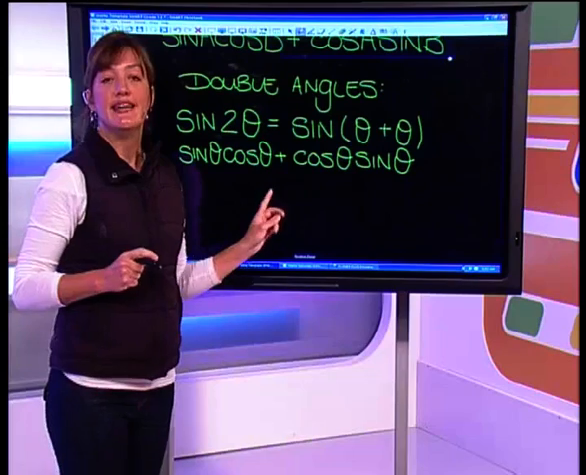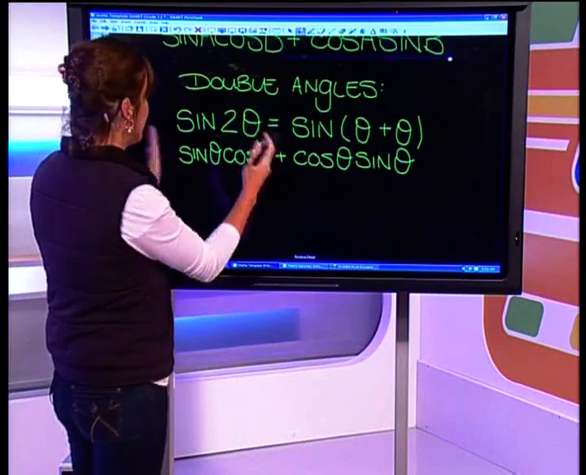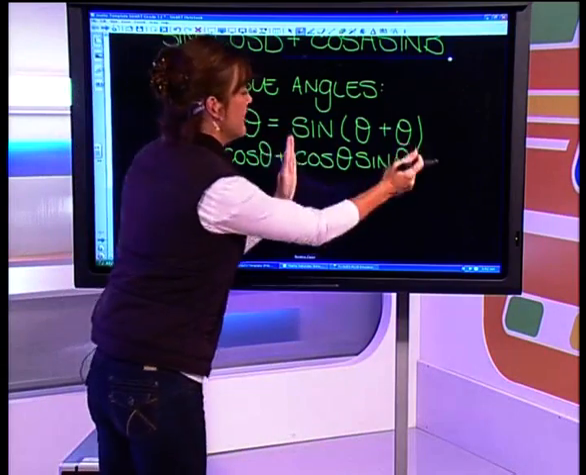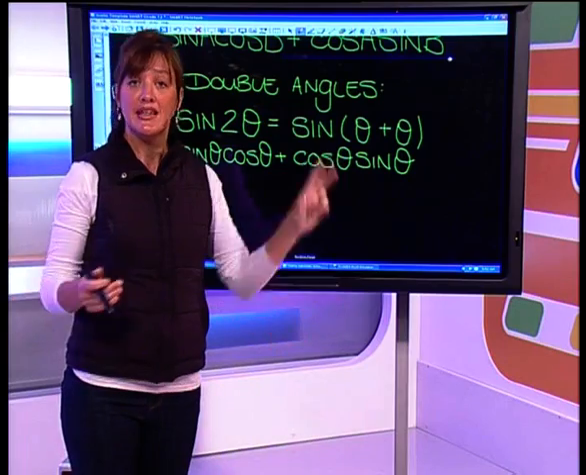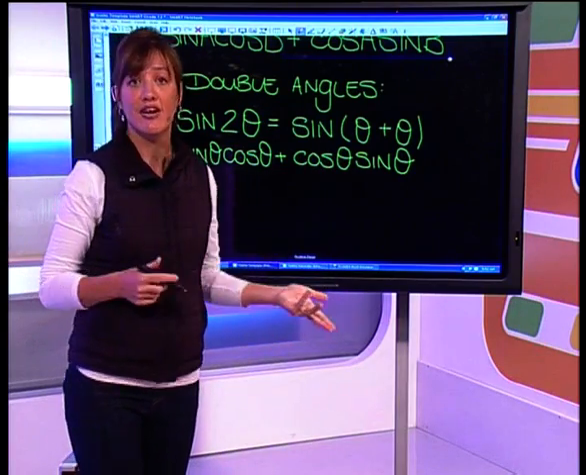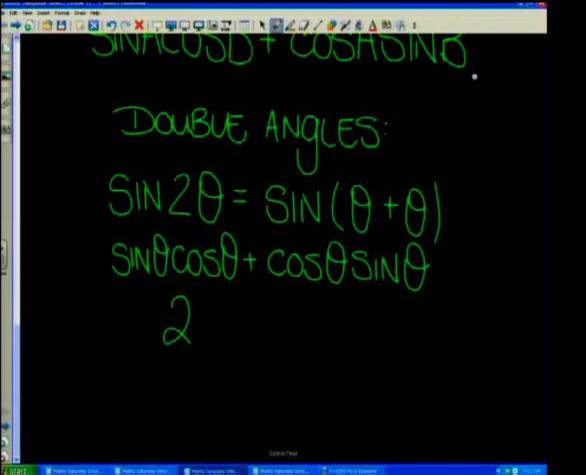Now you've got to look at these as if they were like terms. If I've got sine theta cos theta plus another sine theta cos theta, then obviously what we're working with is 2 sine theta cos theta. So therefore that is the identity. That's how we actually get it: 2 sine theta cos theta.